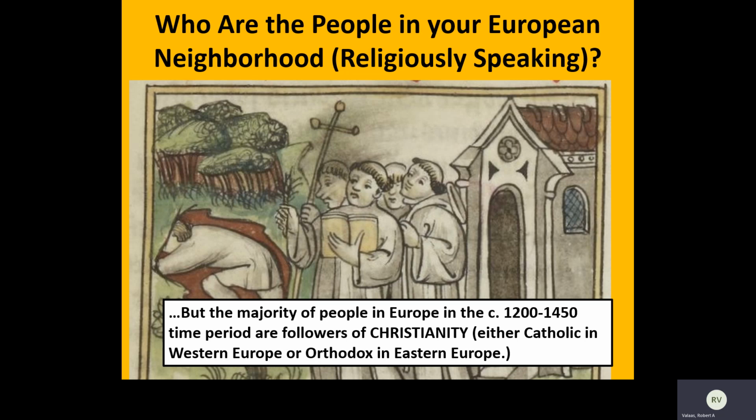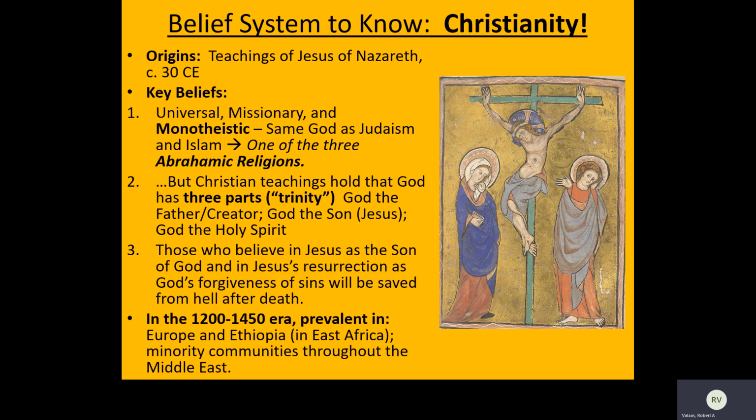But of course, as we know, the vast majority of people in Europe were like these guys here, these Catholic pilgrims following in the footsteps of St. Patrick here to visit the pilgrimage sites of St. Patrick in Ireland. They were Christians, as most people were in that time period. Catholic Christians in Eastern Europe, Catholic Christians in Western Europe, like these guys, Orthodox Christians in Eastern Europe. Christianity was the dominant religion of Europe, which brings us to our final belief system to know, Christianity here.